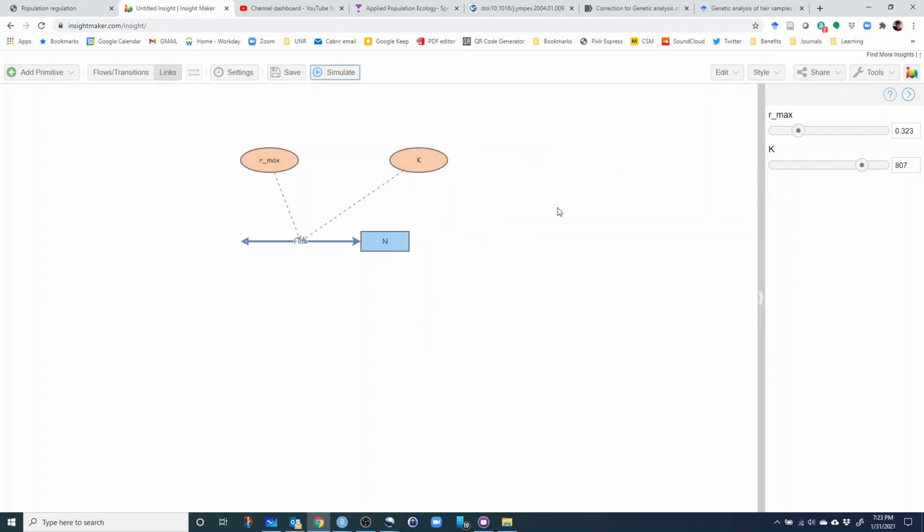So there's a lot to play around with here, but I just wanted to point out that this is another way to represent the logistic growth model. We'll do more with this in lab.